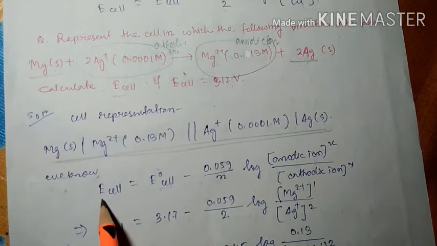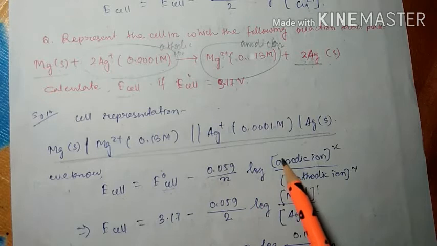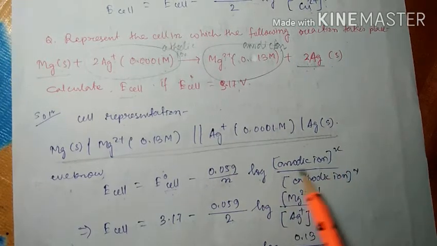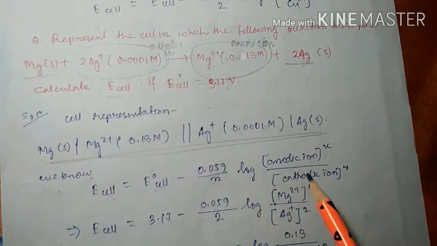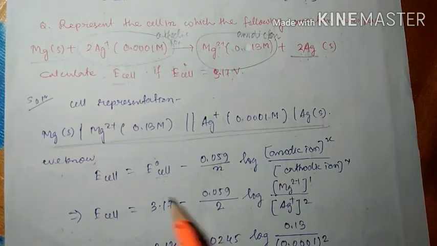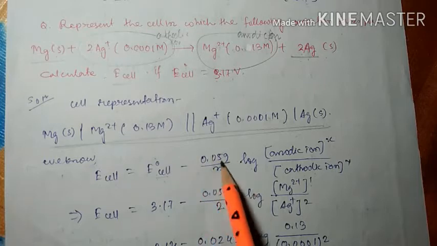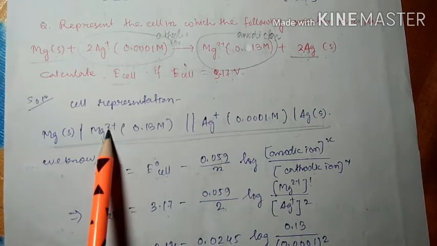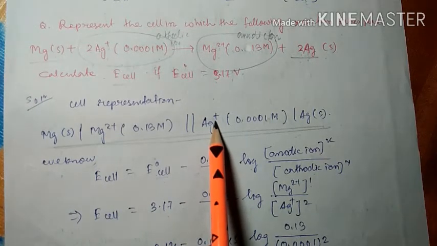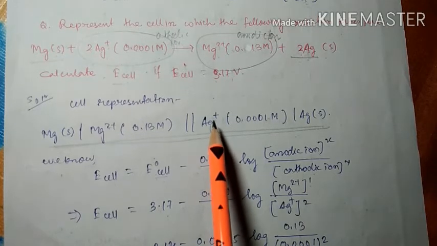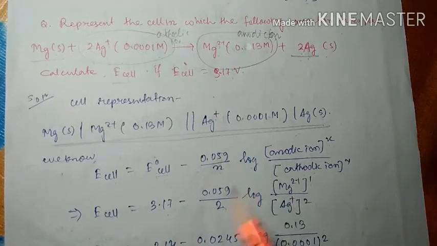Now, what do we know? We know E cell equals E naught cell minus 0.059 by n log of the concentration of anodic ion to the power x divided by the concentration of cathodic ion to the power y. This is the formula we know. Now, put the values. E naught cell is given as 3.17 volt. n is 2 because 2 electrons are transferring here, but here is 1 electron. But if you remember the previous classes where we discussed cell representations, the electrons in both half cell reactions are cancelled.